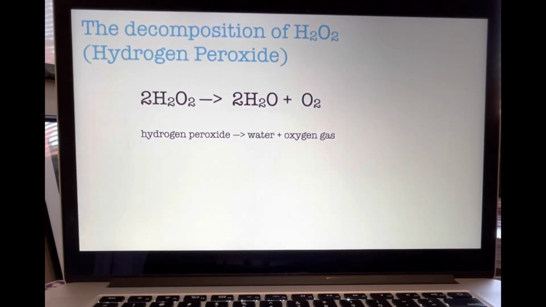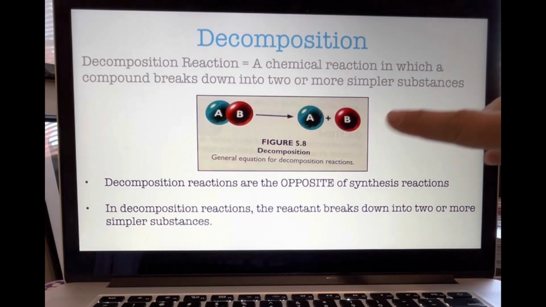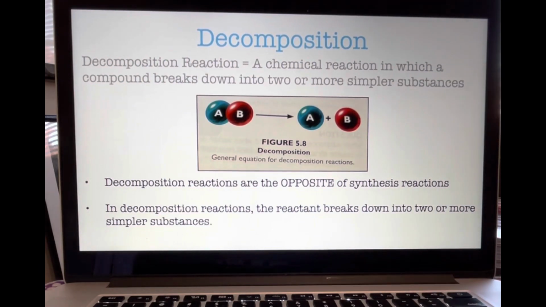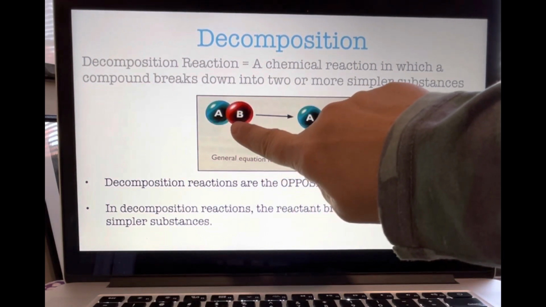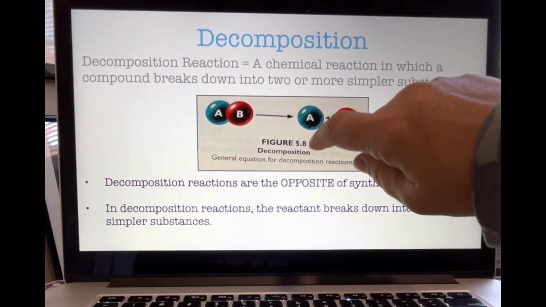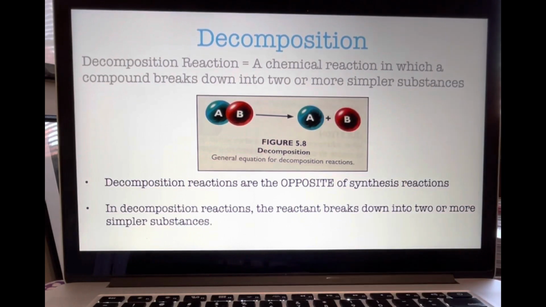We have 2H2O2 yielding 2H2O plus O2, water plus oxygen gas. Let's go back real quick. This is the general equation for decomposition reactions. We have AB, the reactant, yielding the products A plus B.